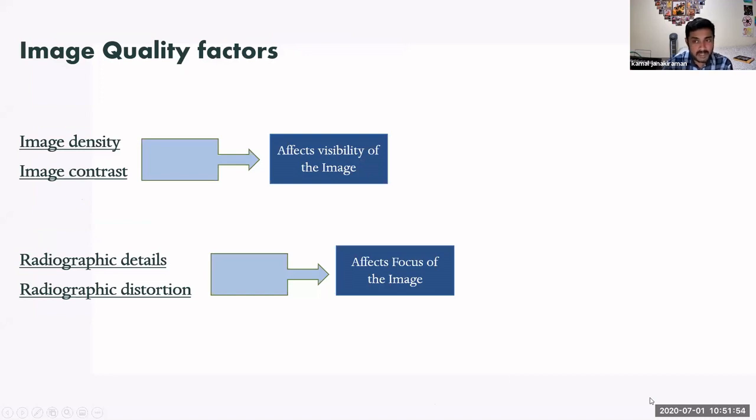Then, image quality factors. What are the factors that affect the image? There are 4 factors: image density, image contrast, radiographic details, and radiographic distortion. The image density and the image contrast affect the visibility of the image. The radiographic details and the radiographic distortion affect the focus of the image.